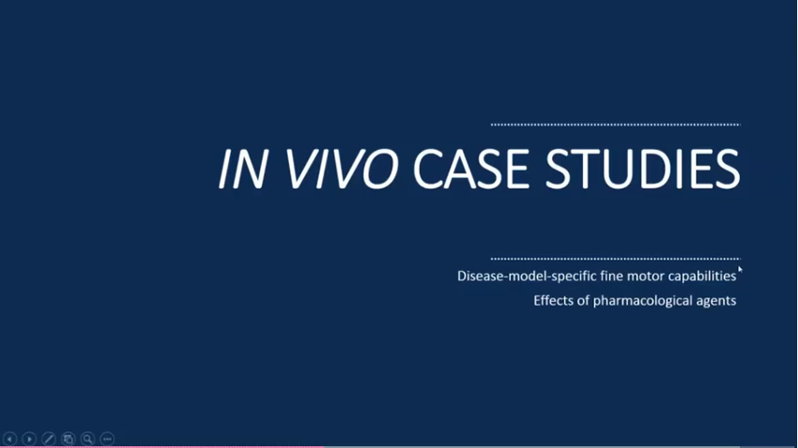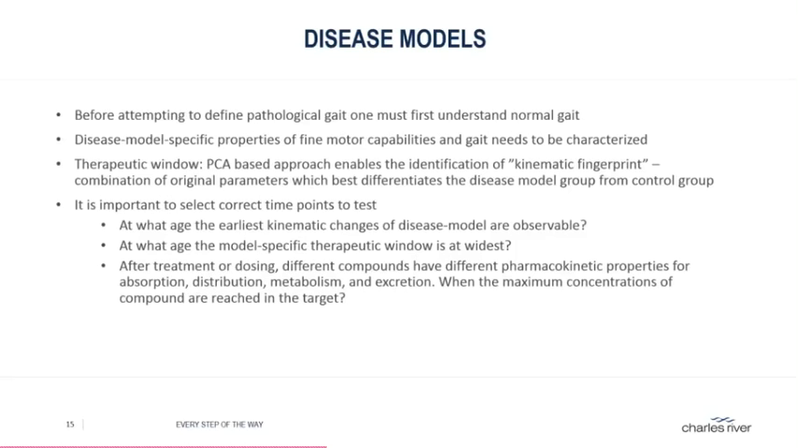Thank you, Timo. Now here we will present a few example studies with this method. Before defining the specific features of gait of a disease model, we need to understand the gait properties of a normal healthy animal. Thereafter, we used a PCA-based approach that enables the identification of kinematic fingerprint, meaning the combination of original parameters which best differentiates the disease model group from the control group.